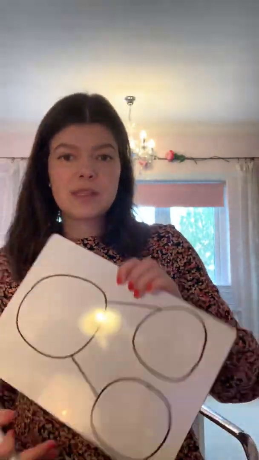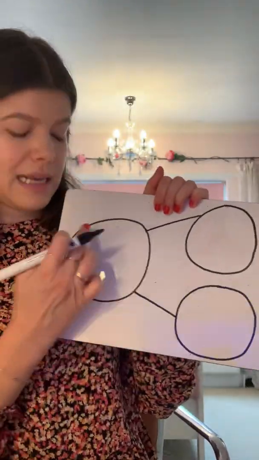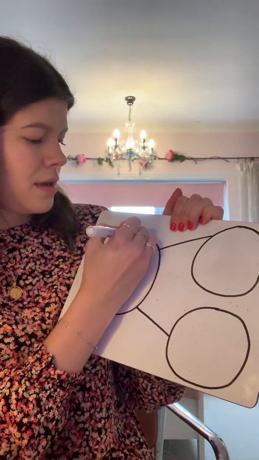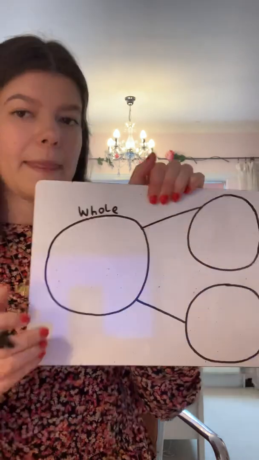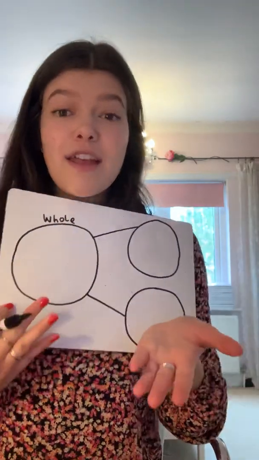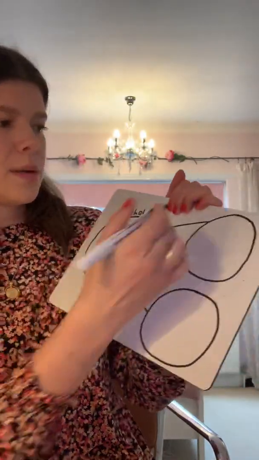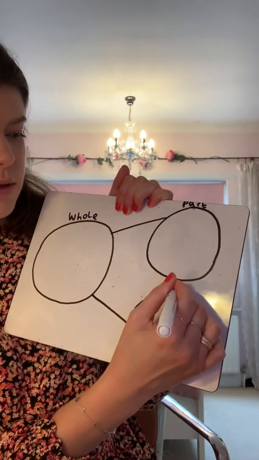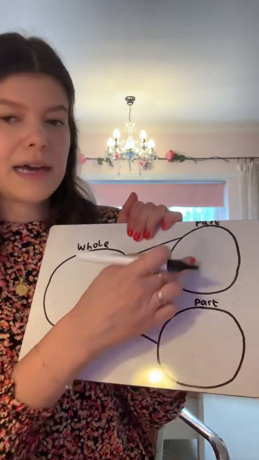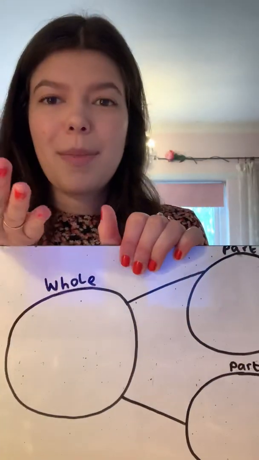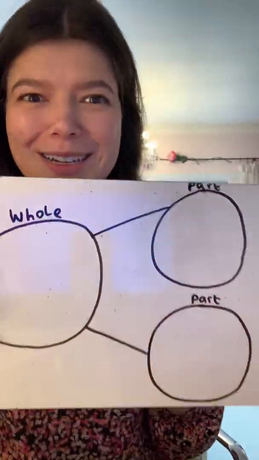Okay, so I'm going to get my pen and I'm going to write the names of the bits of the model. Okay, so this big one here is the whole. Fantastic. So I'm going to write whole, and then what are these two? Amazing. The parts. Okay, so I'm going to put part at the top here and part up top here. So we've got our whole and our two parts. Okay, so it's called the part, whole model. Can you do that? Part, whole model. Oh, there goes my board.